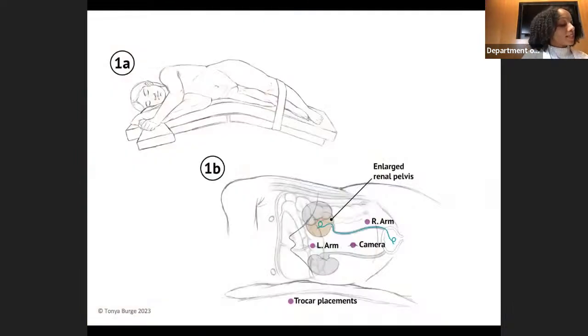The patient was placed in a right lateral decubitus position, shown in 1A. Figure 1B depicts the relevant anatomy in port placements. A double J stent, seen in blue, is first inserted to stabilize the ureter, and afterwards, 3 8mm ports are placed.